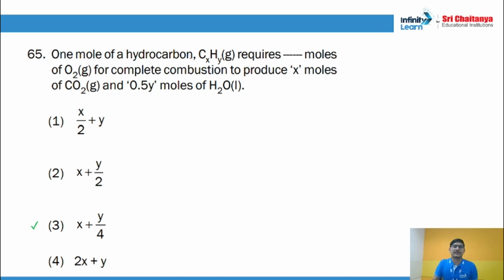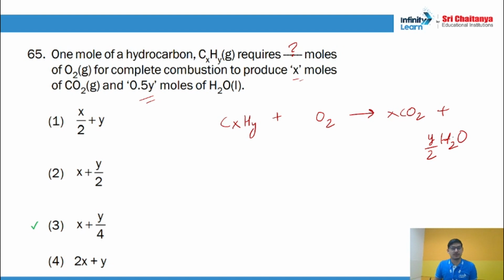1 mole of a hydrocarbon CxHy requires how many moles of oxygen for complete combustion to produce x moles of CO2 and 0.5y moles of water liquid? Okay, let us write the equation. CxHy reacts with oxygen and gives you CO2. Obviously, by the principle of atom conservation, if the hydrocarbon has x carbon atoms, we should get x molecules of carbon dioxide. And then if you have y atoms of hydrogen, then how many molecules of water should be formed? y by 2, guys. y by 2, because each molecule of water contains 2 hydrogen atoms.